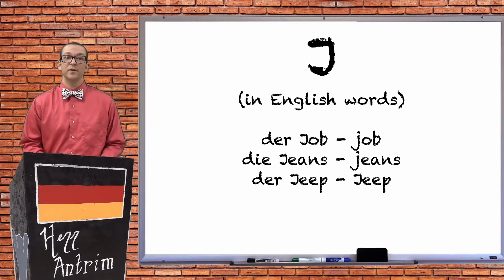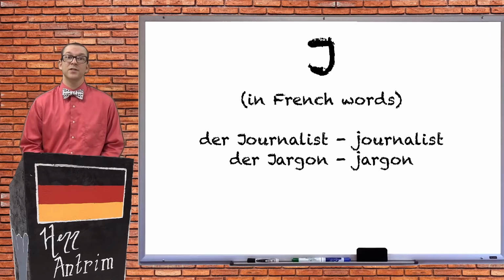The increasing number of imported English words have made it so that there are also more and more German words that are pronounced as English with German accents. For instance, Job, jeans, Jeep. French words that include the J are pronounced as the French would pronounce them, which is slightly different from the English J sound. The pronunciation of these J's are actually a combination of the two letters D and J.